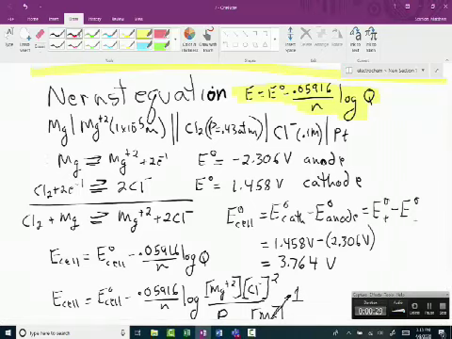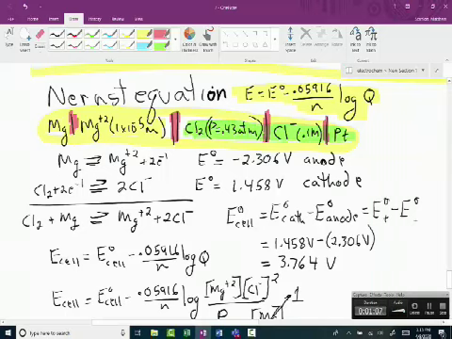I have outlined right here our Nernst equation, or our cell. In the anode on the left, I have magnesium going to magnesium plus 2, which has a concentration of 1 times 10 to the minus 5th. Over here in the cathode, I have chlorine gas going to chloride at 0.1 with a platinum inert electrode. Notice the bar right here that separates the phases on all these, and this is a salt bridge.